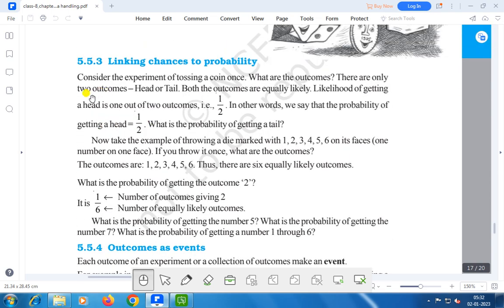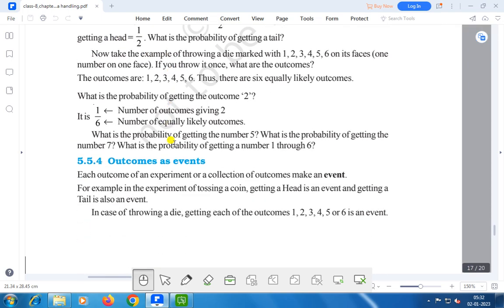Linking chances to probability. Consider the experiment of tossing a coin again. What are the outcomes? There are only 2 outcomes, head or tail. Both the outcomes are equally likely. The likelihood of getting a head is 1 out of the 2 outcomes, that is 1 by 2. In other words, we say that the probability of getting a head is 1 by 2. What is the probability of getting a tail?